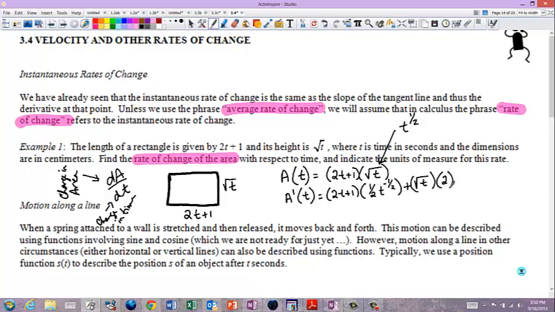It says find the rate of change with respect to time and indicate the units of measure. Now the units of measure would be the change in area. Now the area is in centimeters times centimeters, so it's really centimeters squared per second, because the change in area, the area is in centimeters squared, and the time is in seconds. Okay.